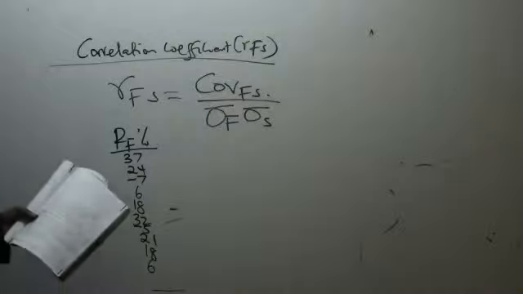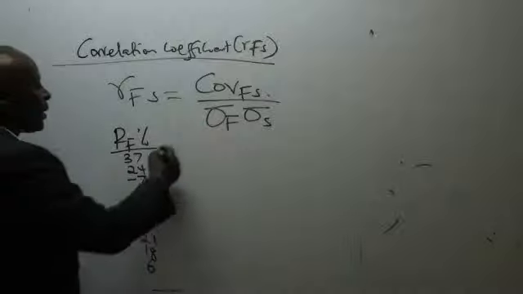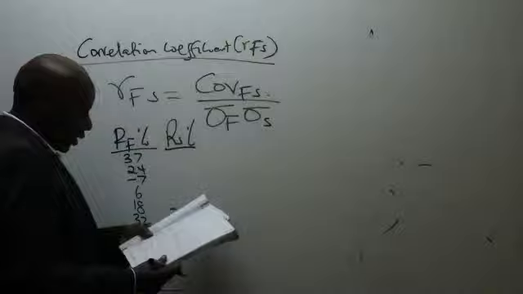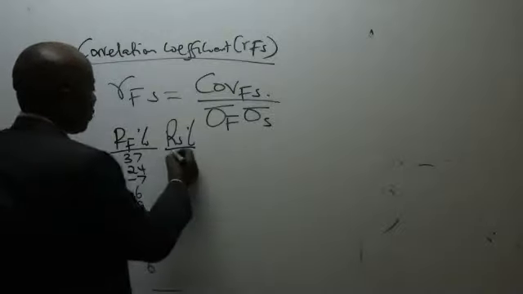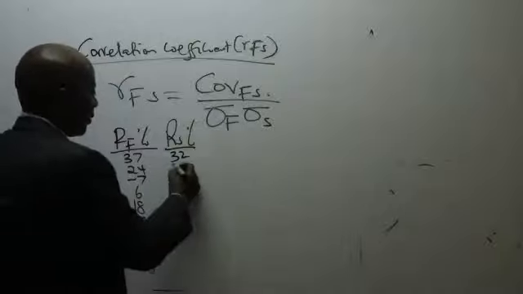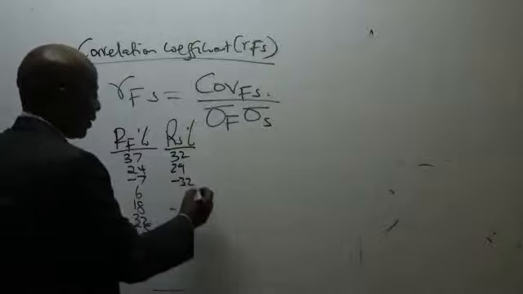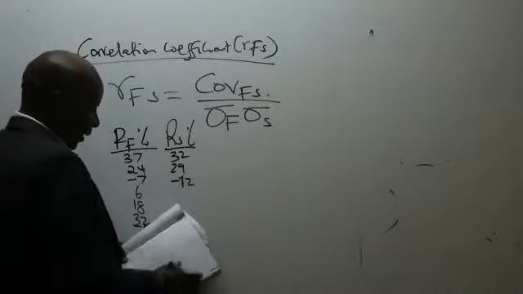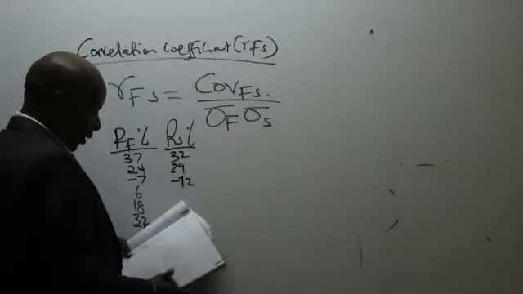And then I'll copy the other one. So we have returns of S in percentages. What do we have? 32, 32, 29, 29, -12, -12, 1.